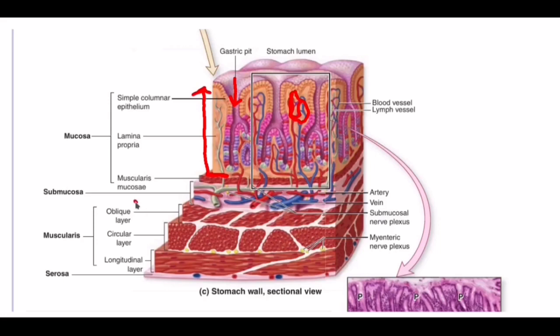Here now is the oblique layer of the muscularis externa. This is the only part of the GIT where we find the muscularis externa consisting of 3 layers. In between the circular layer and the longitudinal layer, we find the myenteric plexus, which innervates the muscularis externa. Then externally we find the serosa, which contains the larger blood vessels and lymph vessels, which will further branch to give us these small branches.